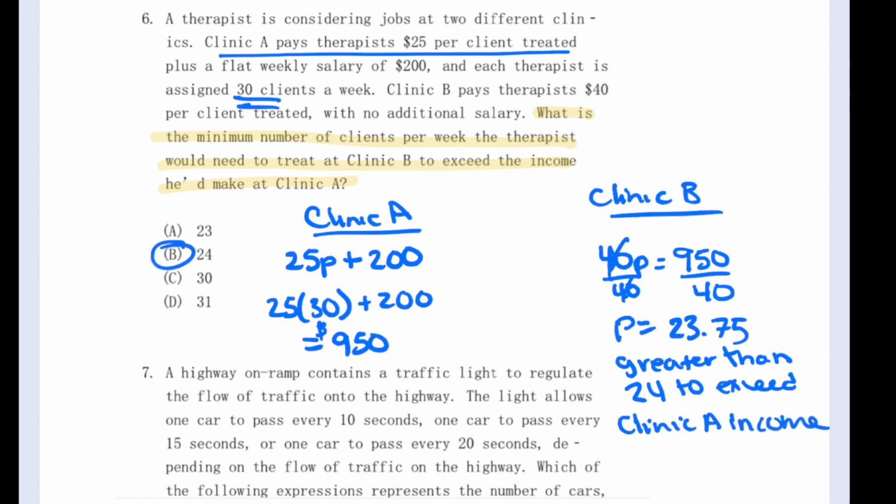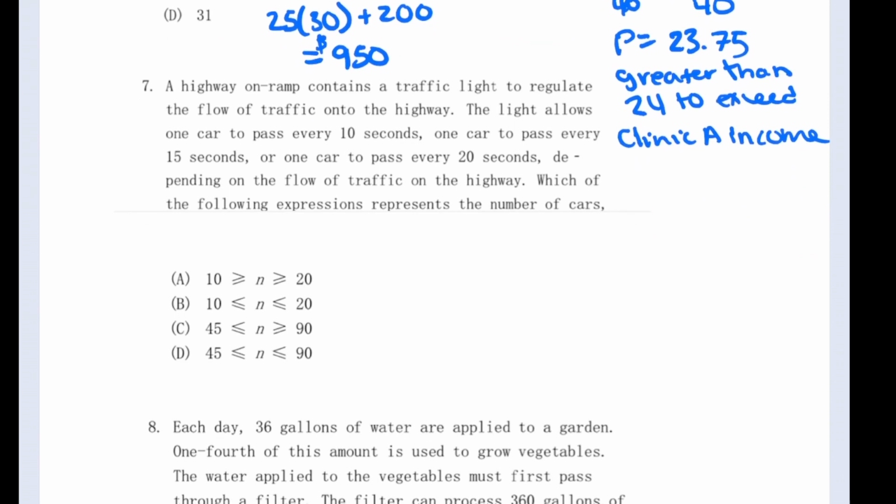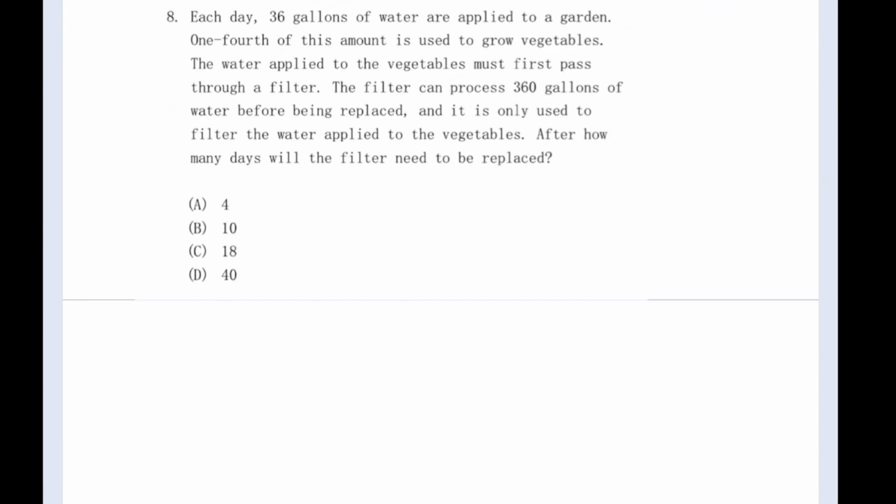So the next question, each day 36 gallons of water are applied to a garden. 1/4 of this amount is used to grow vegetables. The water applied to the vegetables must first pass through a filter, and the filter can process 360 gallons of water before being replaced, and it is only used to filter the water applied to the vegetables. After how many days will the filter need to be replaced?